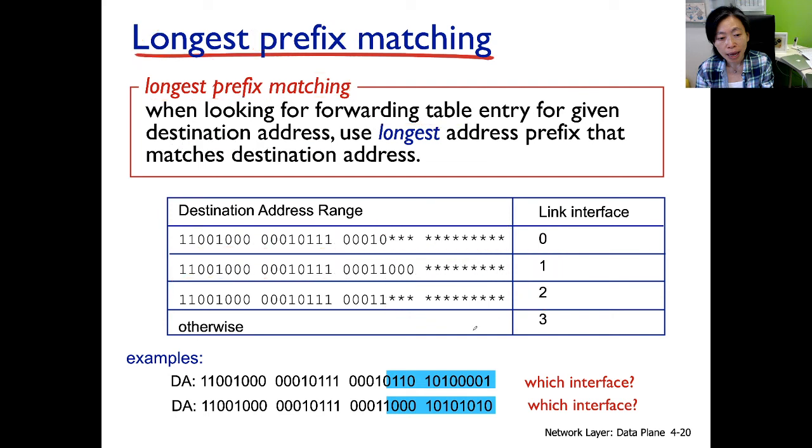So let's exercise a little bit. Now, if we get a packet, the destination address is this. What should be the output interface? Let's see, the first 8 bits match, great. In fact, for all these three entries, the first 20 bits are all the same. So these two destination addresses, I think the first 20 bits are also the same. So what differs is beginning from the 21st bit.